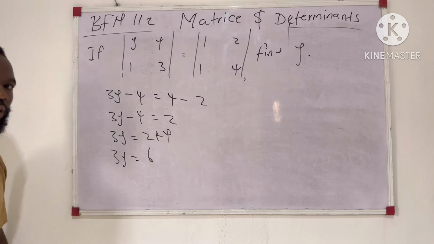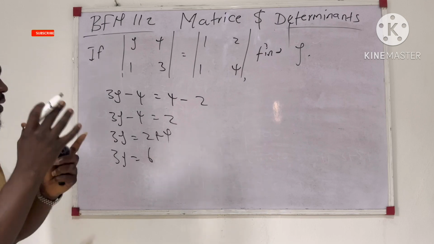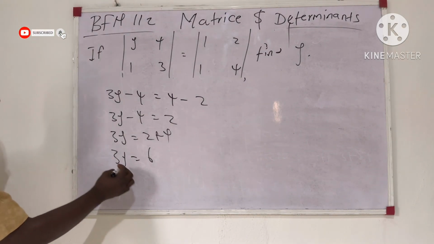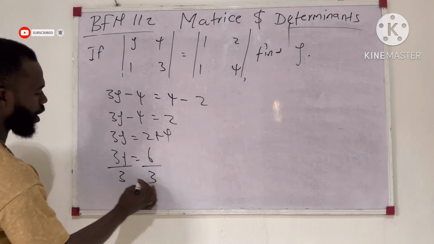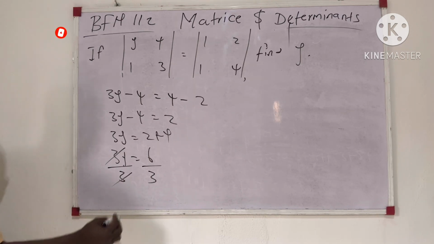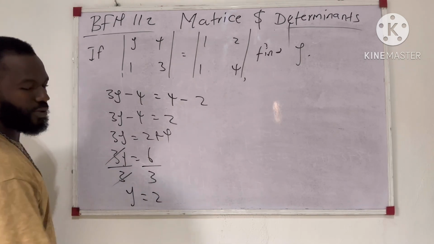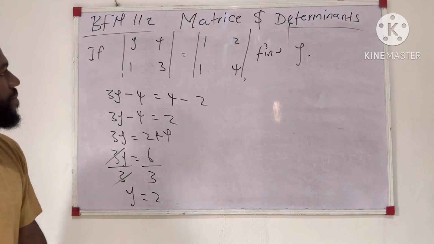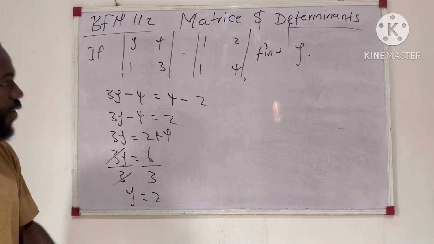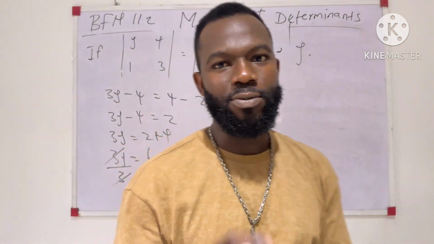And of course, we are looking for the value of y, which means we have to divide both sides by 3, which is the coefficient of y. So when 3 cancels out, what do we have? y is equal to 2. Simple as that. So this is how you can solve problems on 2 by 2 determinants.